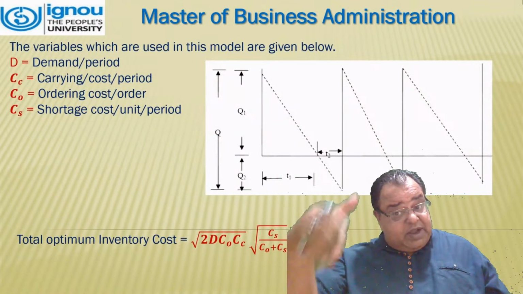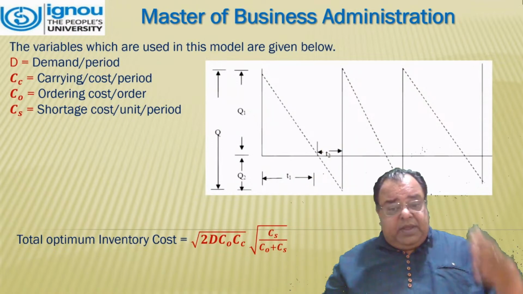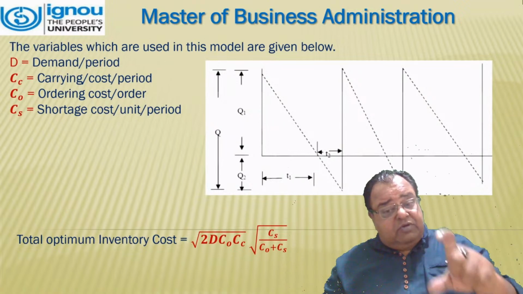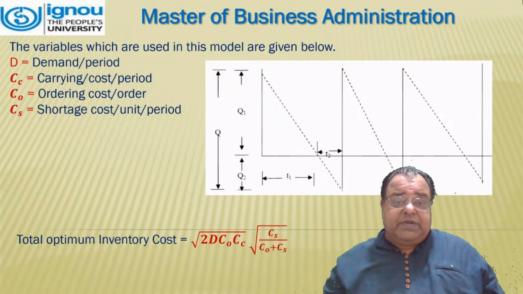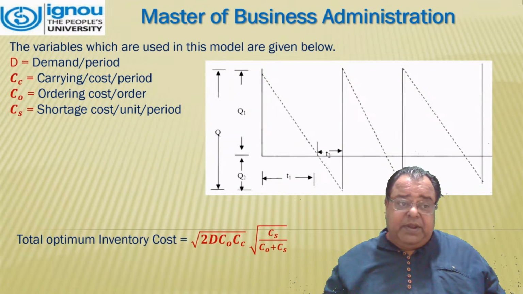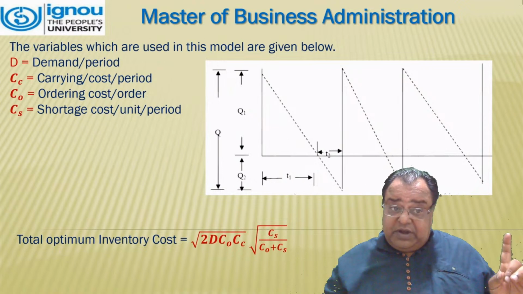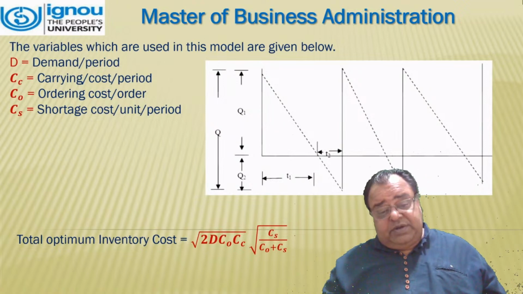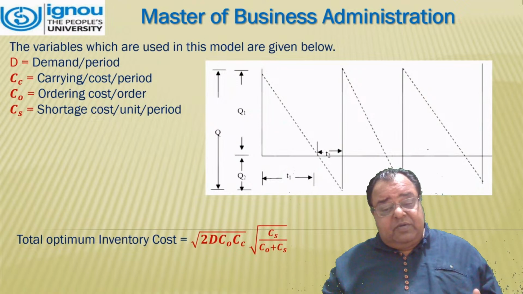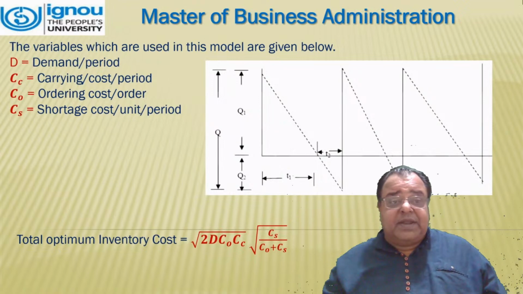Here we see it's coming down. Here, Q1 is at the top, Q2 is below the line, and the total Q1 plus Q2 is the quantity. The variables which are used in this model are D, the demand per period, CC, the carrying cost per period, C naught, the ordering cost per order, and CS, the shortage cost per unit per period. Then the optimum inventory cost will be under root 2 times D C naught CC times under root CS upon CC plus CS.